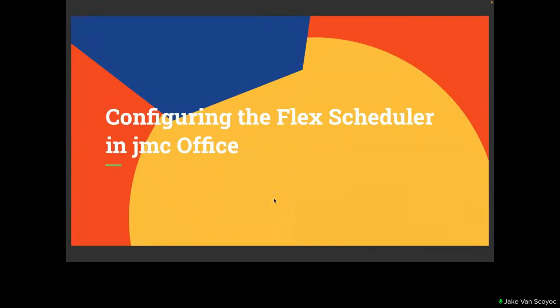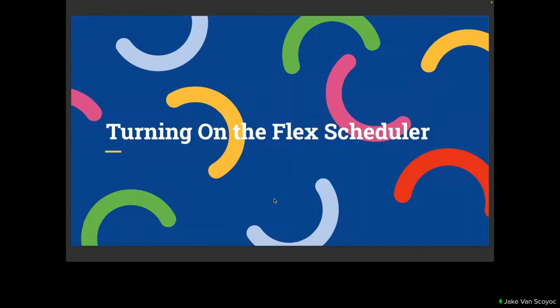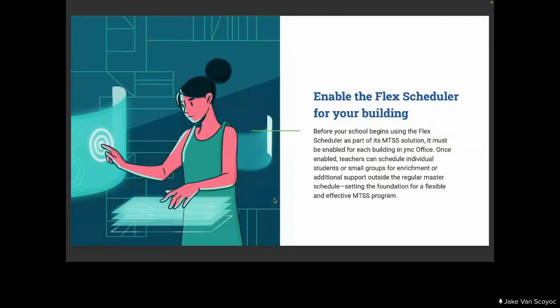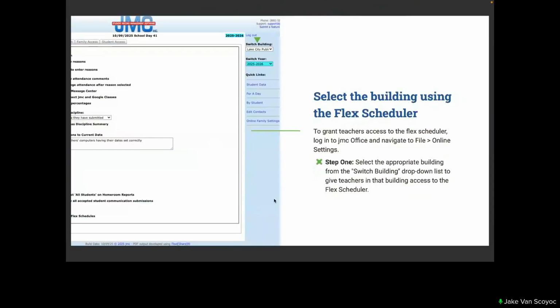Implementing the Flex Scheduler starts with the configuring of the Flex Scheduler, beginning with turning it on. Before your school can begin using the Flex Scheduler as a part of its MTSS solution, it must be enabled for each building in JMC Office that would like it enabled. Once enabled, teachers can schedule individual students or small groups for enrichment or additional support outside of the regular master schedule, setting the foundation for a flexible and effective MTSS program.